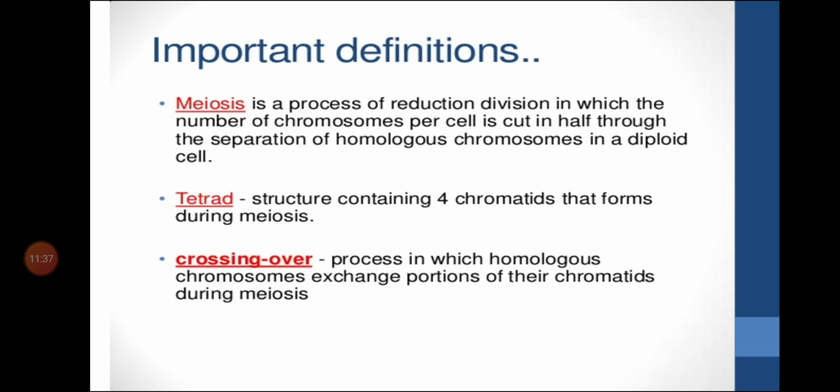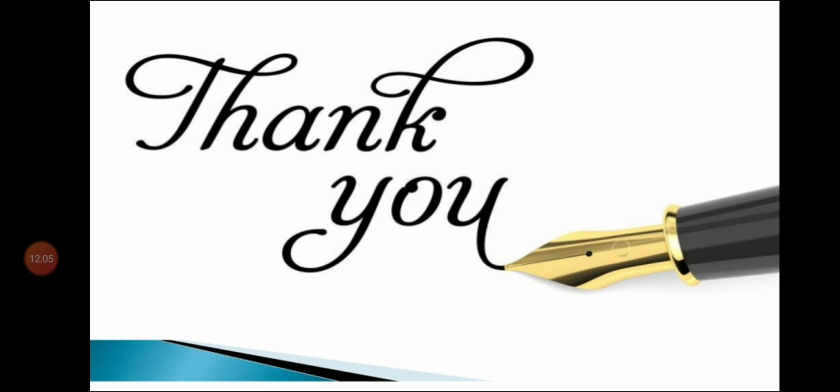In our next lecture we will start with the substages of prophase 1, that is leptotene, zygotene, pachytene, diplotene, diakinesis. And then we will study the different phases, that is prophase 1, metaphase 1, anaphase 1, telophase 1, cytokinesis 1. So we will stop here for today. We will continue this chapter with the substages in our next lecture. Thank you for today.